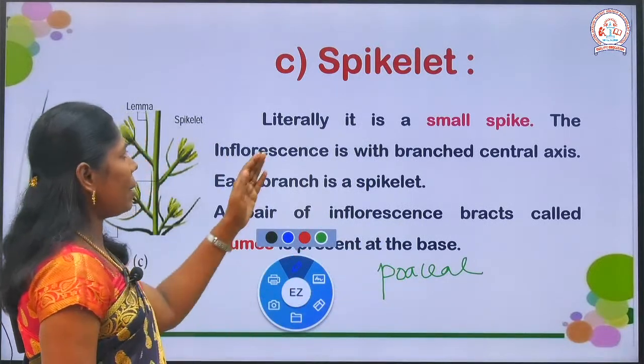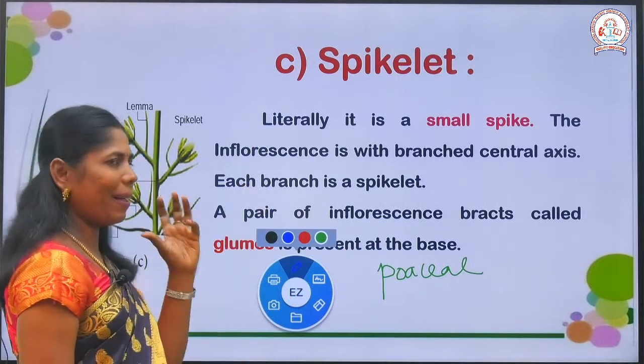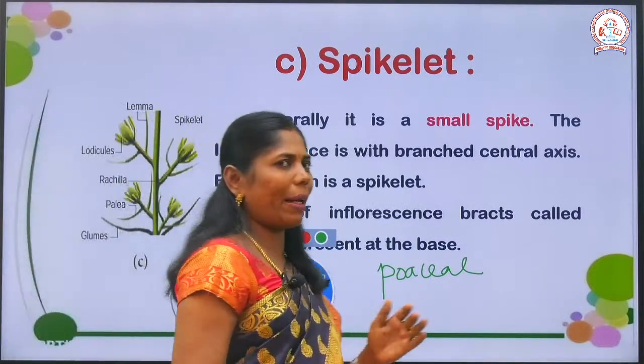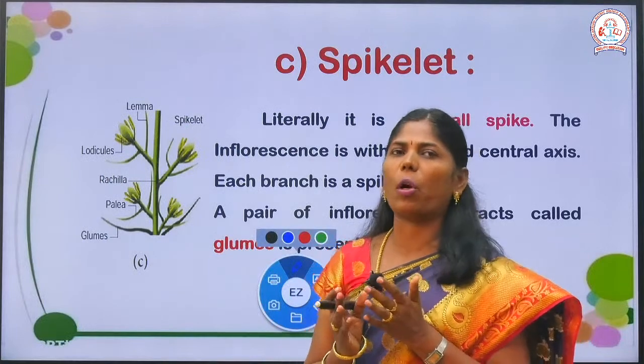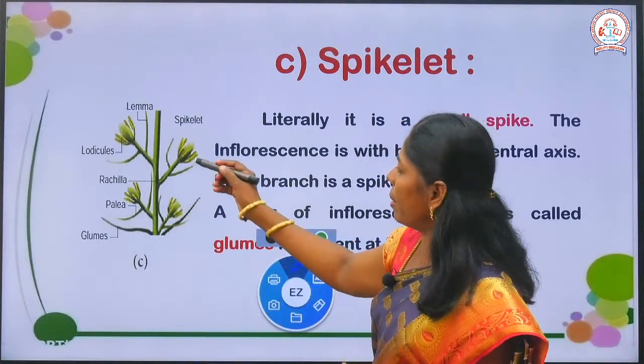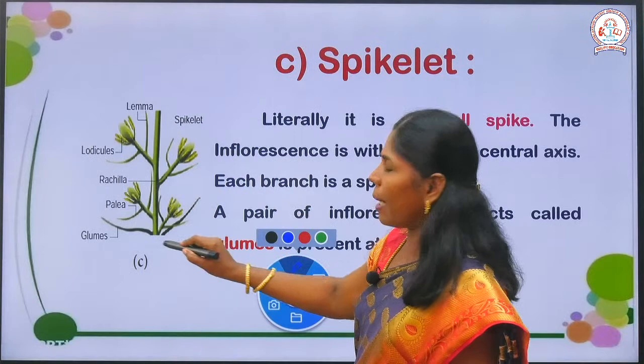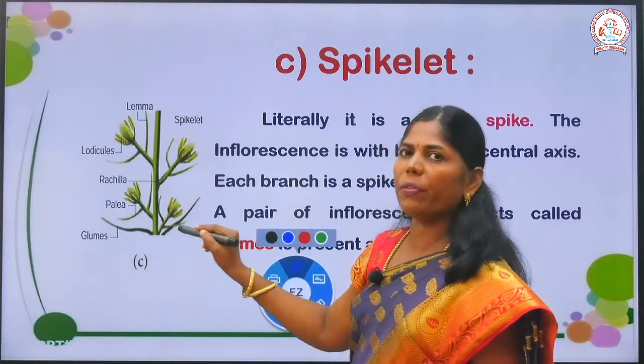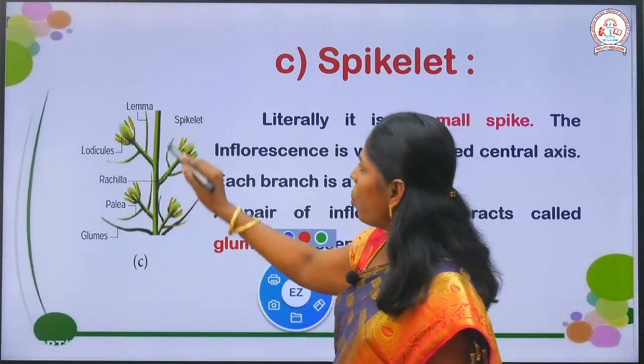Okay. So literally it is a small spike. Spikelets are otherwise called small spikes. A number of spikes together form a spikelet. Okay, you can see here. So this is a spikelet. This is actually the inflorescence of paddy. Okay, so it has so many names.